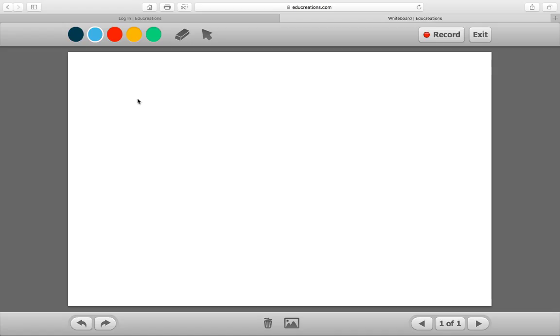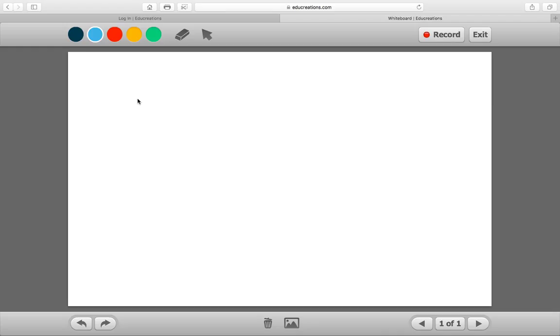educreations.com. And basically, it records your voice, your handwriting, and it allows you to insert pictures to produce your own video lesson that you and your students can share online. And it can be accessed from any computer or iPad. It's pretty easy to use.